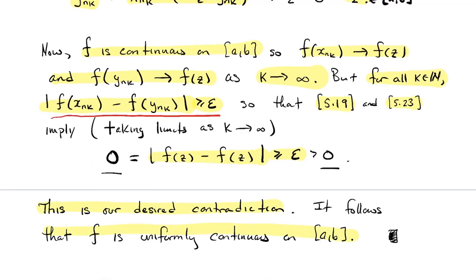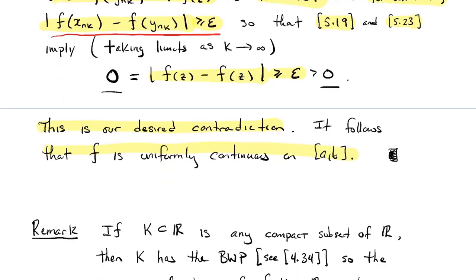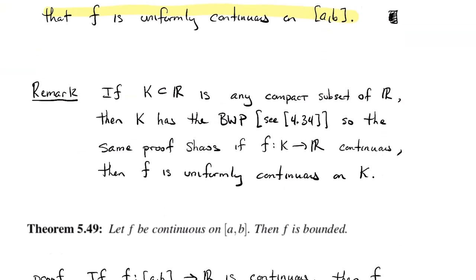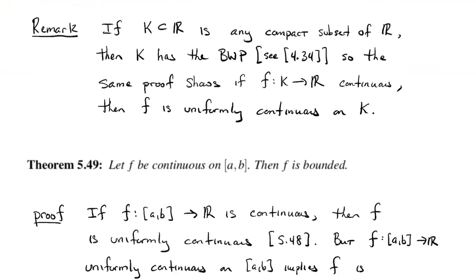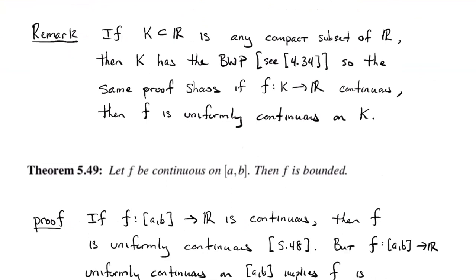Whew, good. Hopefully you stopped the video a lot and soaked that in. That's my best attempt at presenting that argument. We're near the end here. I want to make a remark that what was crucial about the domain being a closed bounded interval is that it had the Bolzano-Weierstrass property. Any compact subset of the real line has the Bolzano-Weierstrass property, any closed and bounded set. So the exact same proof would show that if you take f defined on any compact set, if it's continuous, then it's uniformly continuous. So it doesn't have to just be a closed interval. It could be any closed and bounded set, that is any compact set. That's one remark I wanted to make.